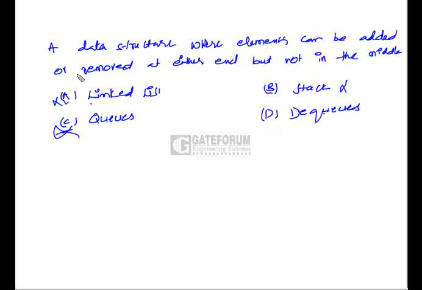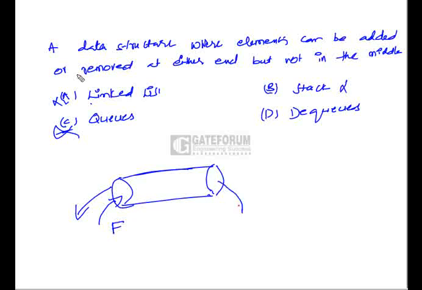Option D is dequeues. Dequeue is nothing but a special type of queue in which we can add or delete the elements from both ends. That is, we can insert or remove elements from front end, and we can also do the same operations at rear end also. Hence here correct option is option D.